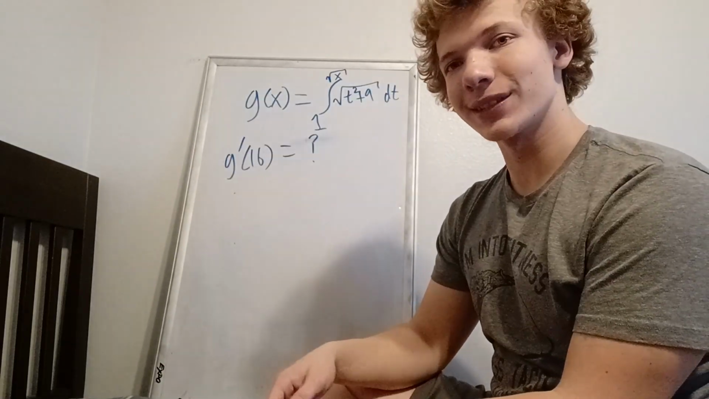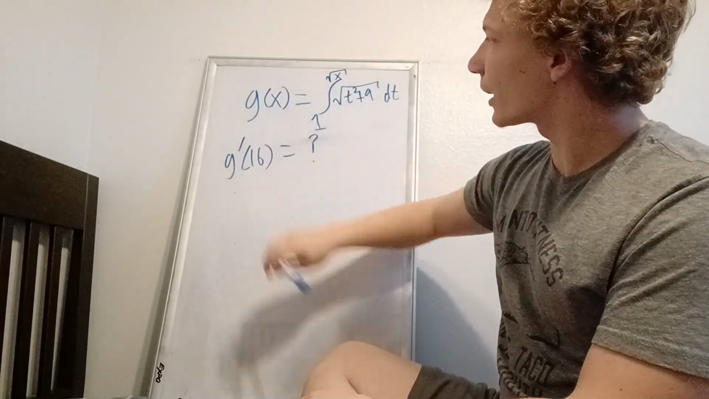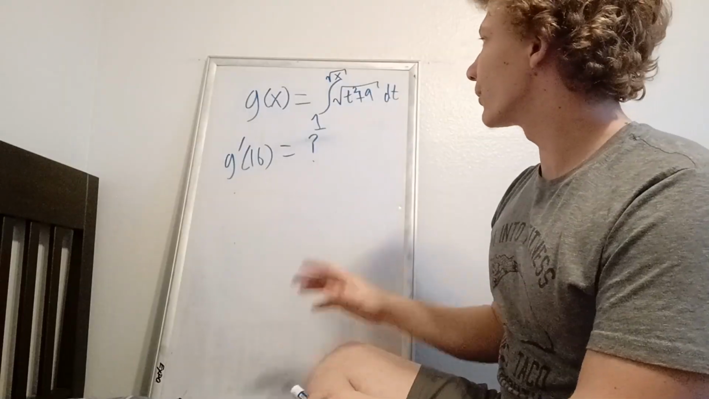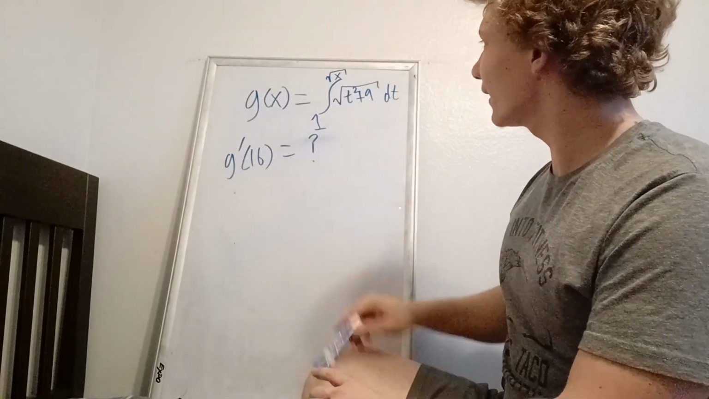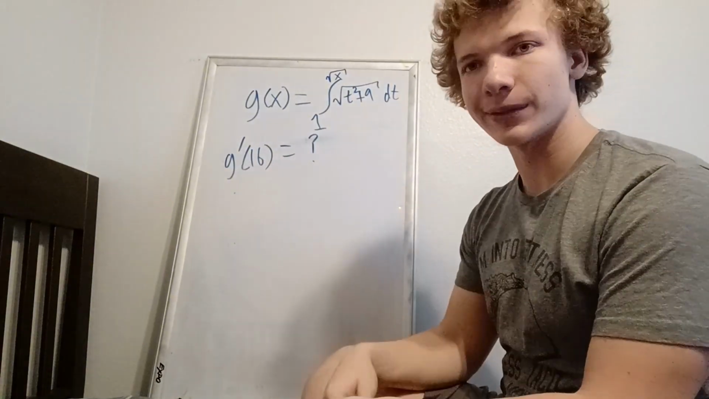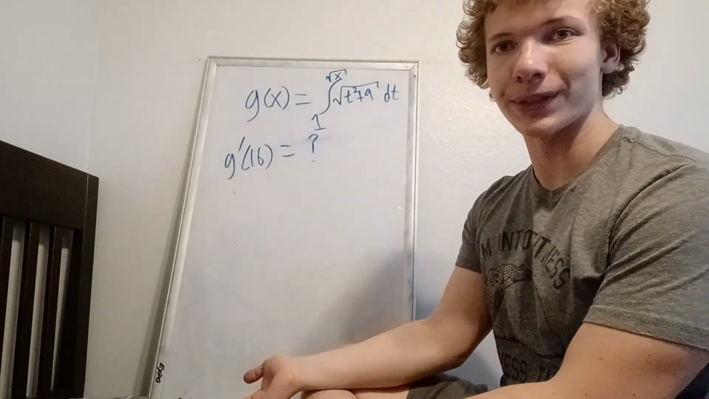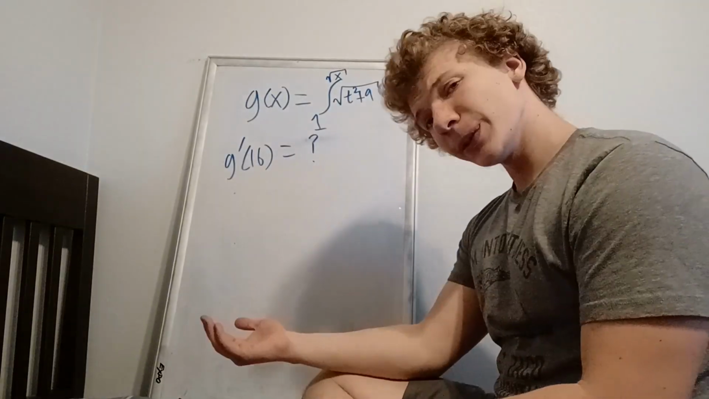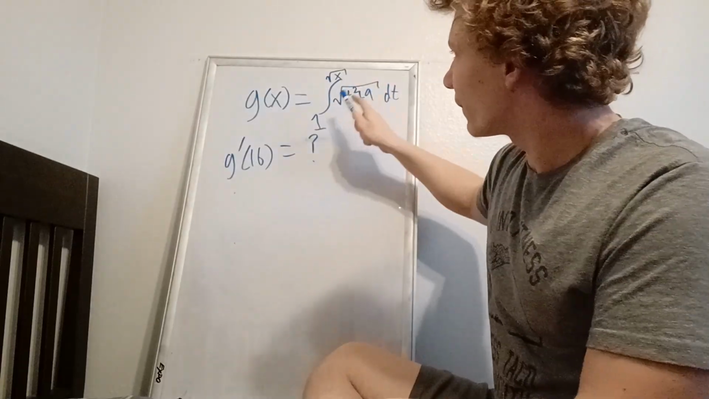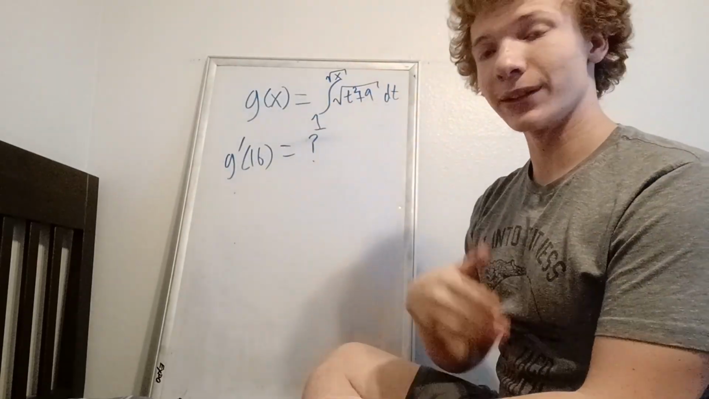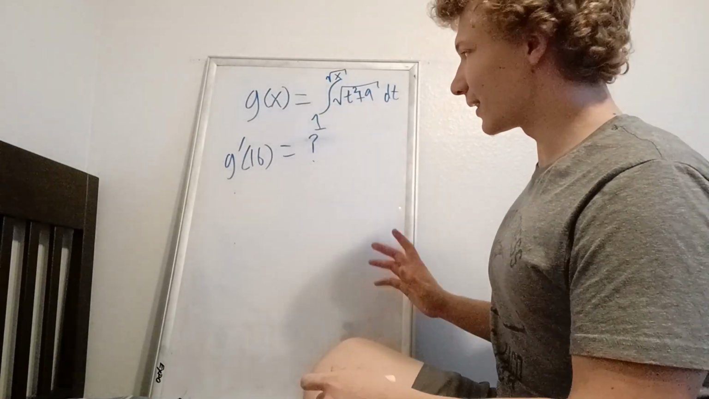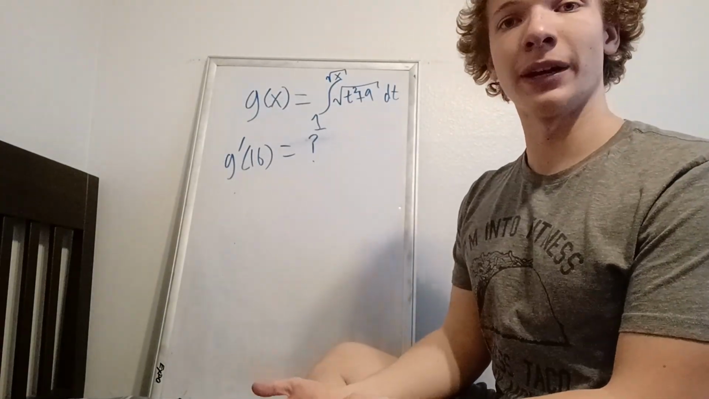Okay, let's consider this problem. We describe g of x as the integral from 1 to the square root of x of the square root of t squared plus 9 dt. And we're looking for g prime of 16, so the derivative evaluated at x equals 16. We could find an expression for the derivative by solving the antiderivative of this, plugging in, and then taking the derivative of that, but that sucks. Let's not do that. Instead, let's use the fundamental theorem of calculus.